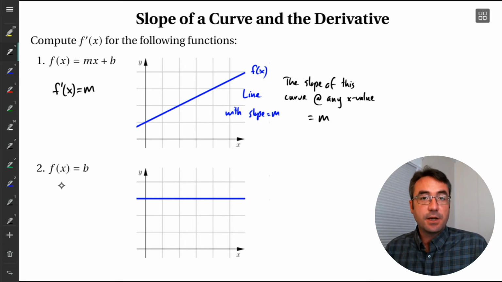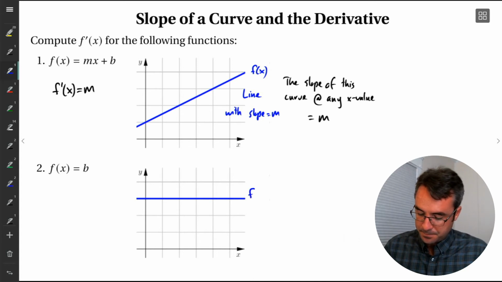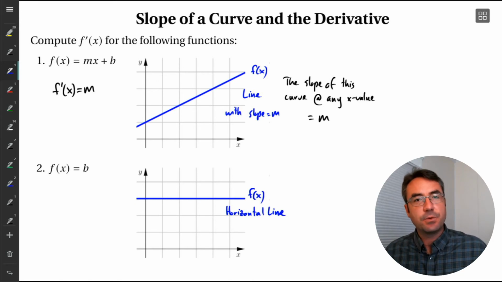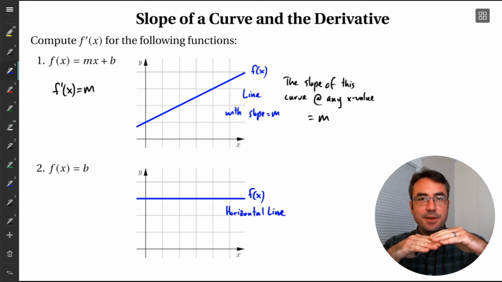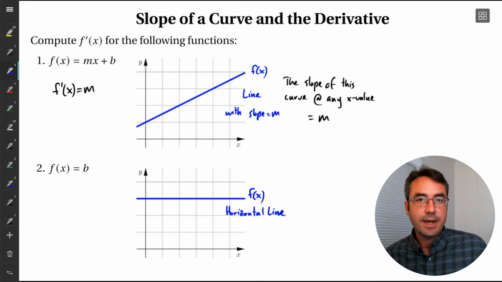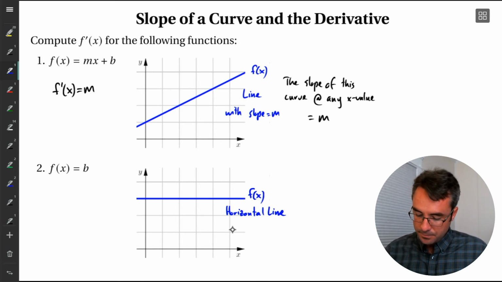In the second one here, we have f of x equal to b, where again b is a constant. Now this is also a line, but it's a horizontal line. And because it's a horizontal line, the slope is always going to be 0. So remember, slope of a line, change in y over change in x. If the line is not going up or going down, then the change in y has to be 0. So for our horizontal line, the slope is just always going to be 0.